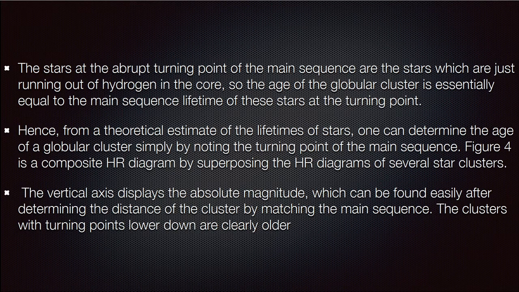Now, from a theoretical estimate of the lifetime of stars, one can determine the age of a globular cluster simply by noting the turning point of the main sequence. So if the mass increases, up to the point where the main sequence ends abruptly, from that we could measure the age of the globular cluster. The vertical axis displays the absolute magnitude, which can be found easily after determining the distance of the cluster by matching the main sequence. So clusters with turning points lower down are clearly older.